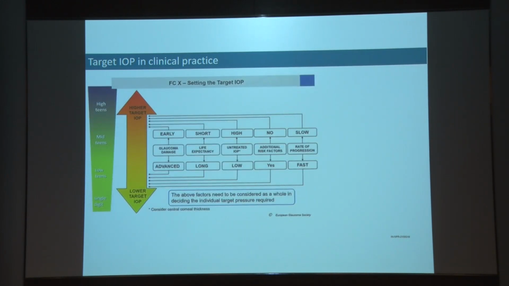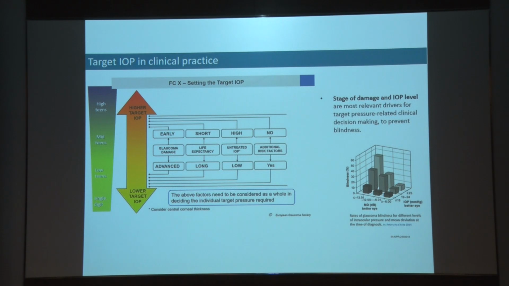So just to sum it up, if the glaucomatous damage is early, then you can have a higher target IOP. If it is advanced, then you have to keep the target IOP low. If the life expectancy is short, then a higher target IOP can be managed. If it is long, then you have to think about going to a lower target IOP. If the untreated IOP is high, then you can keep the target IOP on the higher side. But if the untreated IOP is low, then that needs to be reduced further. If the rate of progression is slow, we can have a higher target IOP. But if it is fast, then you need to tend it lower down.